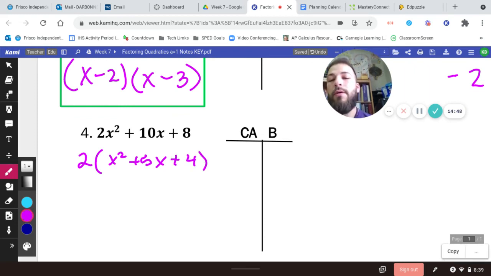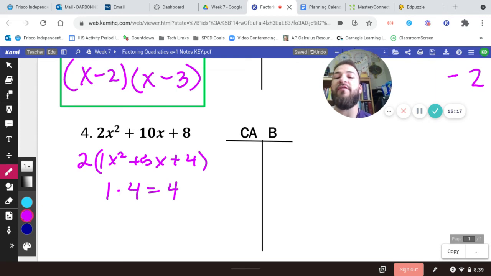Okay, so this is my new standard form function that I'm working with. I'm going to kind of ignore 2. I'm going to keep it with me all the way to the answer, but I'm going to ignore 2 for the sake of our CAB method factoring. So once again, I take the A value and the C value, so 1 and 4, so 1 times 4 is equal to 4, and I multiplied both of them positive because we're all positive all the way across.